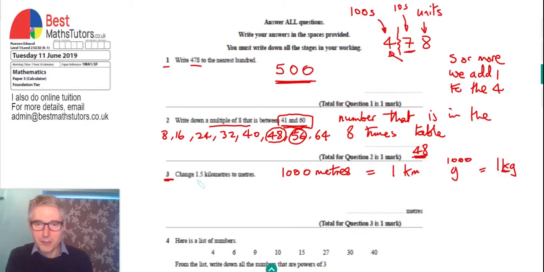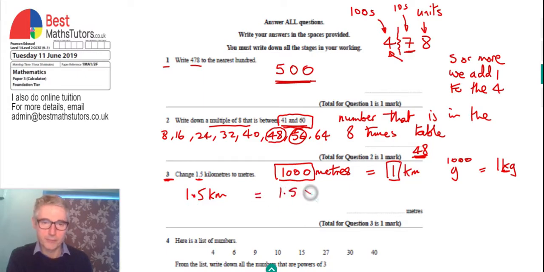And so if we're going to write 1.5 kilometers in meters, then because when it's written in meters, I've got a number that's 1,000 times bigger than what it would be if it was written in kilometers, I've got to times this figure, the 1.5, by 1,000. So 1.5 times 1,000 meters.